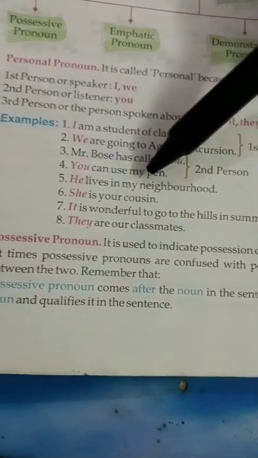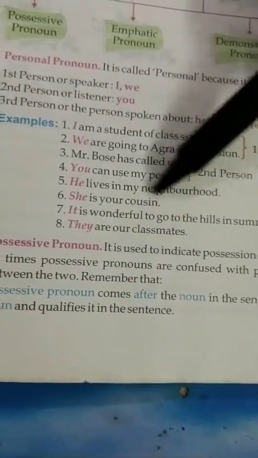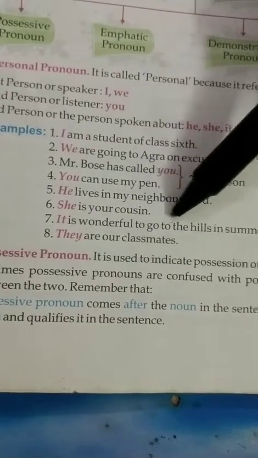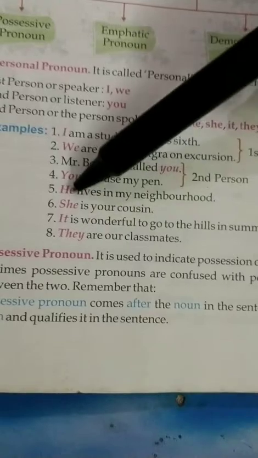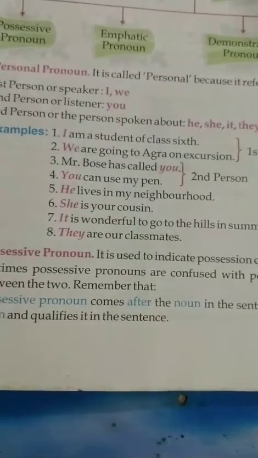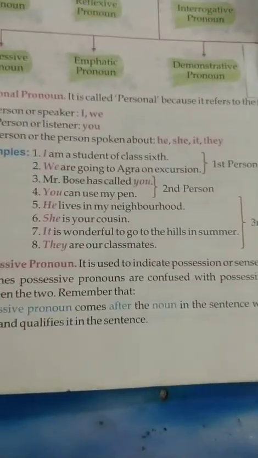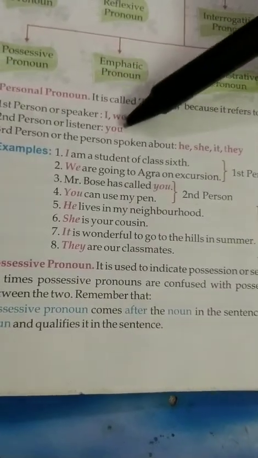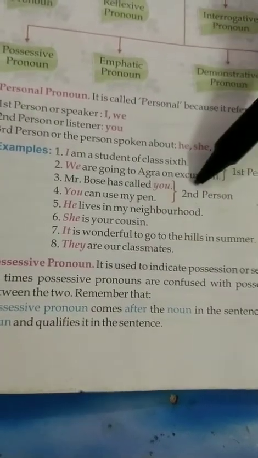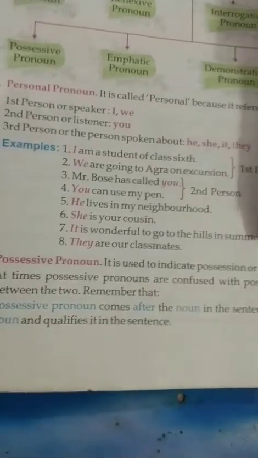He lives in my neighborhood. She is your cousin. It is wonderful to go to the hills in summer. They are our classmates. All these are the third person personal pronoun. I think now you understand about the first person, second person, and third person more clearly from these examples.